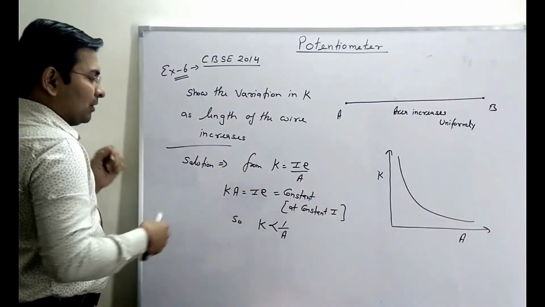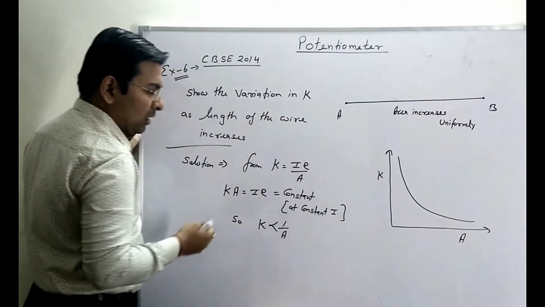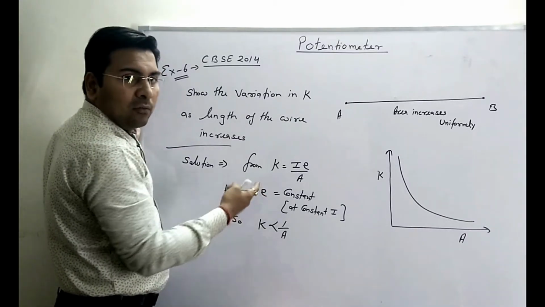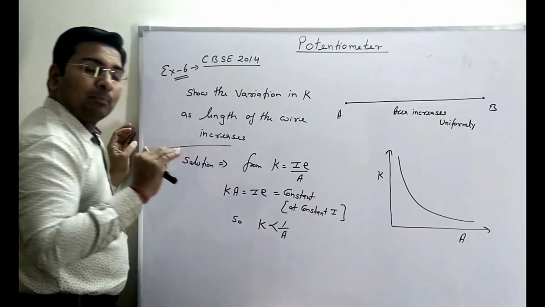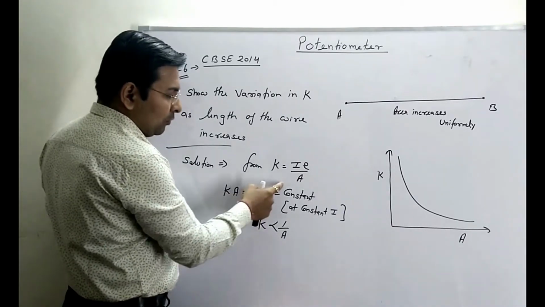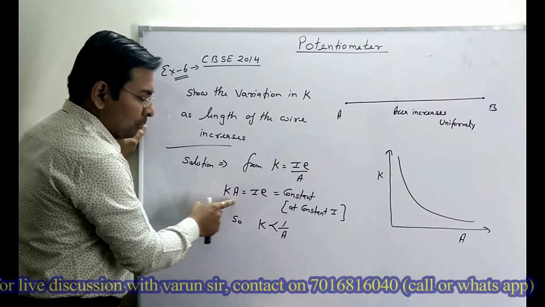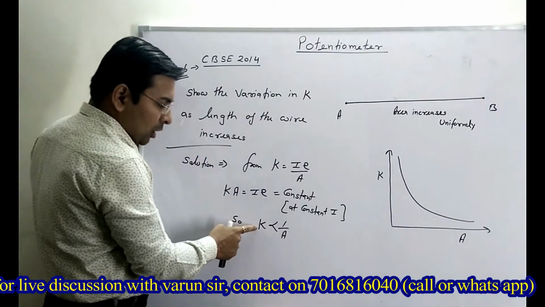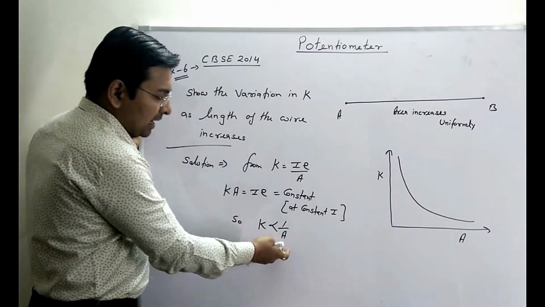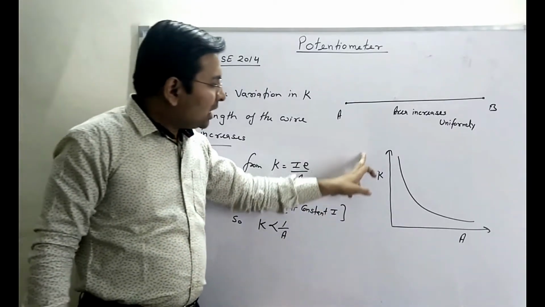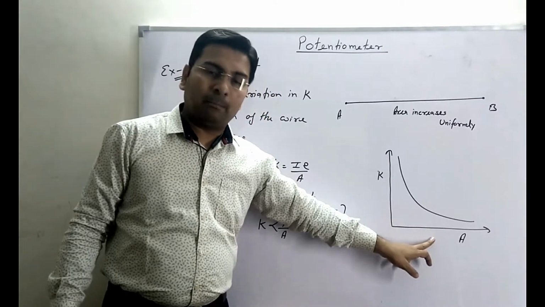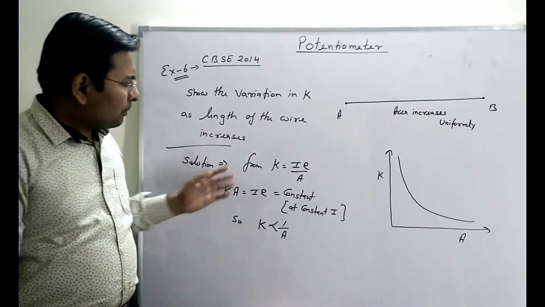So for this I have done the calculation. K is given by I rho upon A. So K into A is equal to I into rho. Rho is a constant for the given material, and for any calculation we keep the current constant. In that case I into rho will be constant, or we can say the product of K and A will be constant. So from here K is inversely proportional to A. As the area increases, K decreases. So this is the variation of K with area of cross section of the wire. Fine, so it's a simple conceptual question.